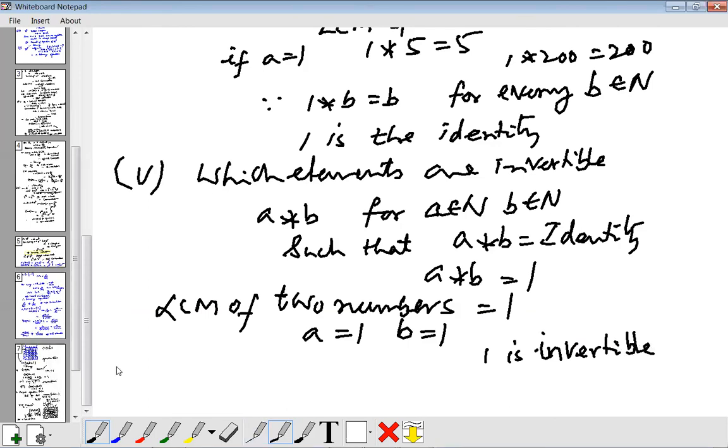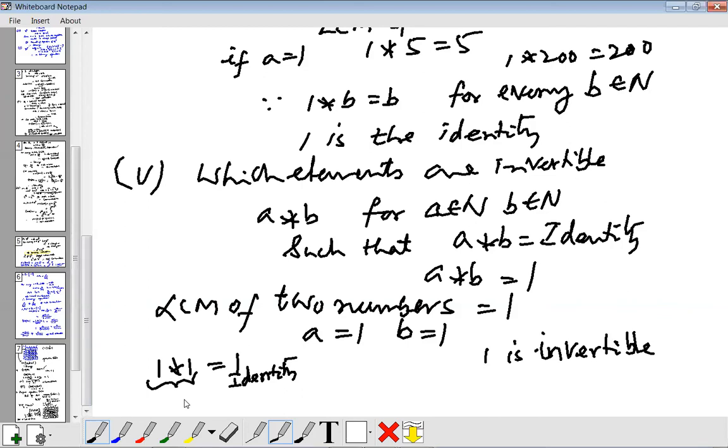Got it, right? That means you take 1 and you take LCM of that, you will get 1. So you did the LCM operation, you got the identity. So that's why this is kind of a trick question. Okay. So sixth is done.